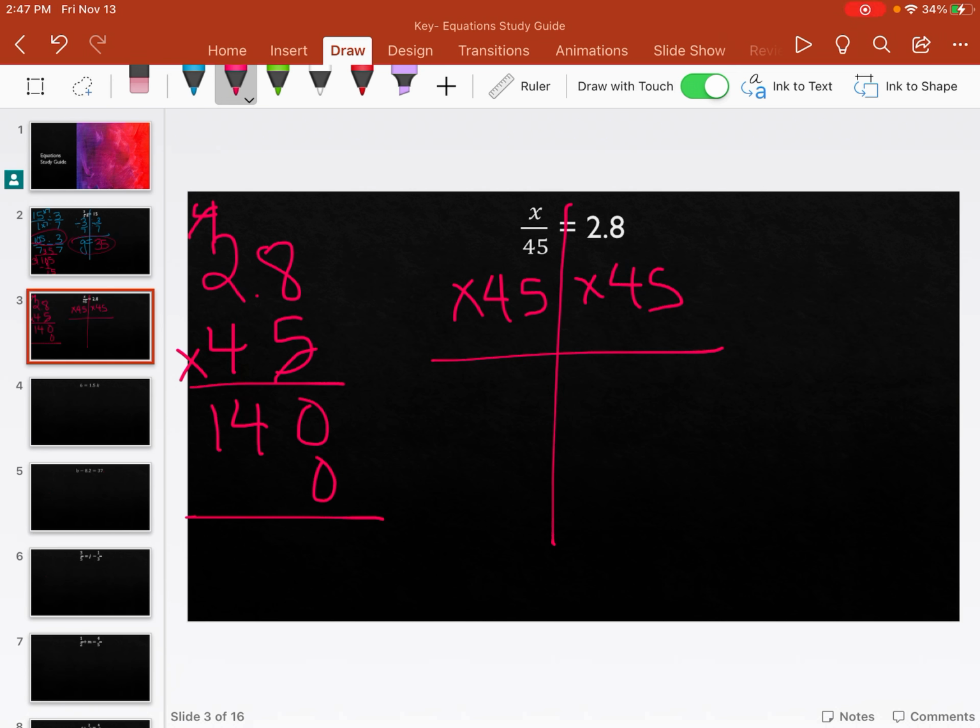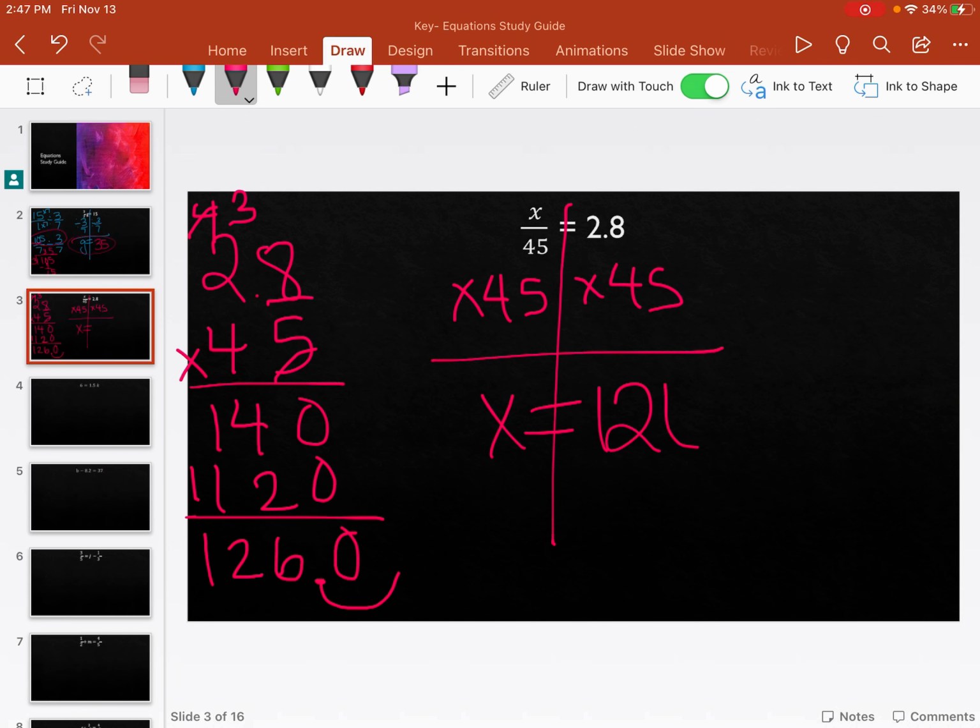Tic-tac-toe. 4 times 8 is 32. 4 times 2 is 8 plus 3 is 11. 0, 6, 2, 1. One place behind the decimal, we're going to bring it over. So x is equal to 126.